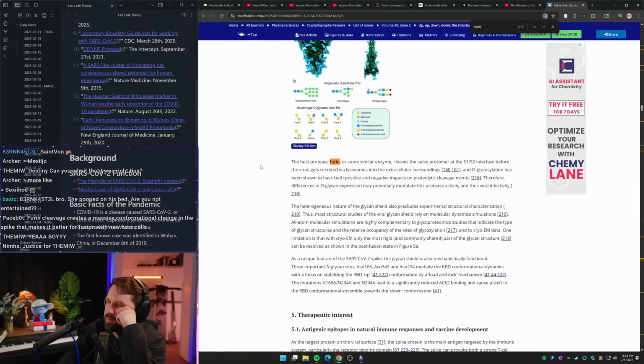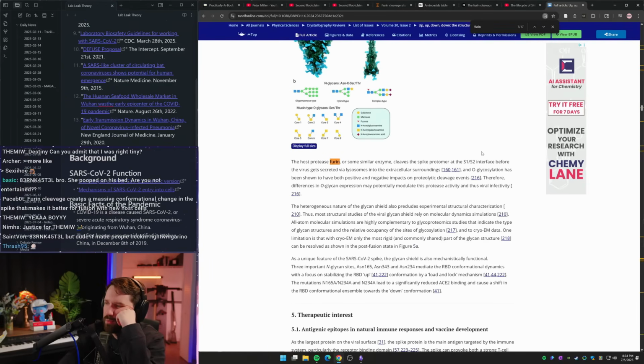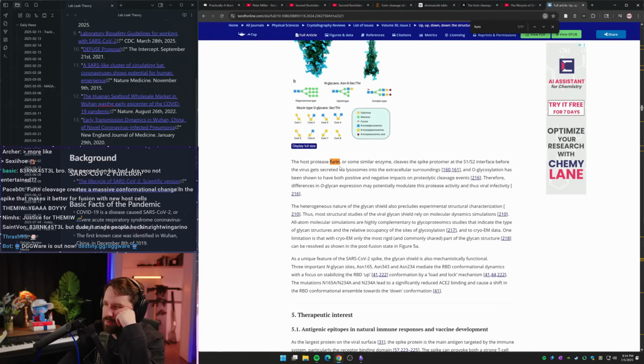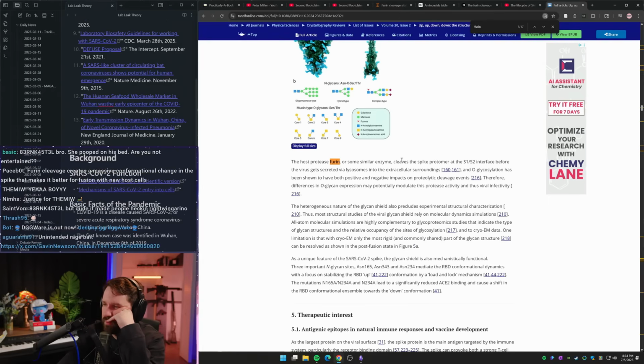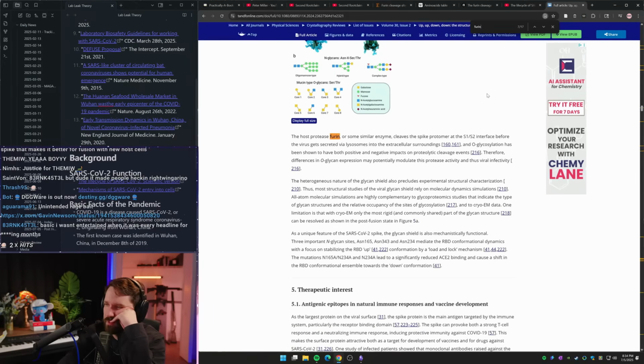The host protease, furin, or some similar enzyme, cleaves the spike protomer at the S1-S2 interface before the virus gets secreted via lysosomes into the extracellular surroundings, and O-glycosylation has been shown to have both positive and negative impacts on proteolytic cleavage events. Therefore, differences in O-glycan expression may potentially modulate this protease activity and thus affect infectivity.